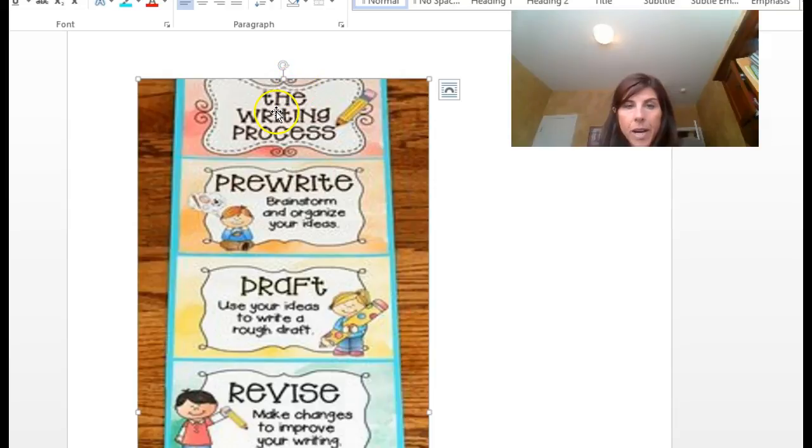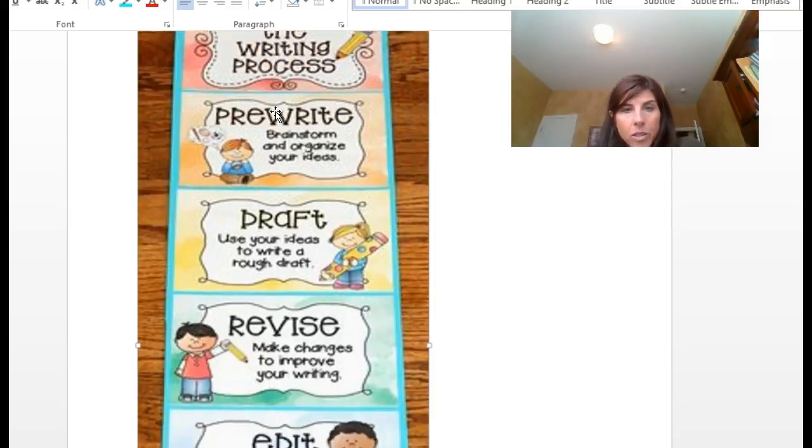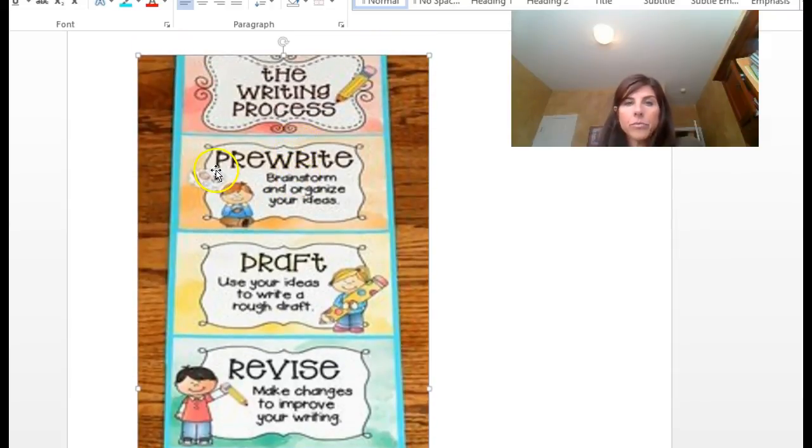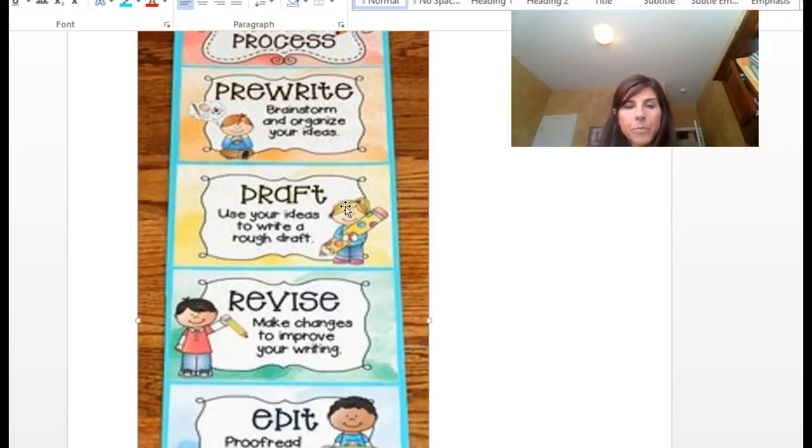So the writing process has these steps here, okay? And it involves pre-writing. Pre-writing is brainstorming and organizing your ideas. And that's going to look like an outline. So you guys have filled those out before. When you take your ideas from your outline or your pre-writing, you're writing your draft. Sometimes it's called a sloppy copy, but that's your rough draft, okay?